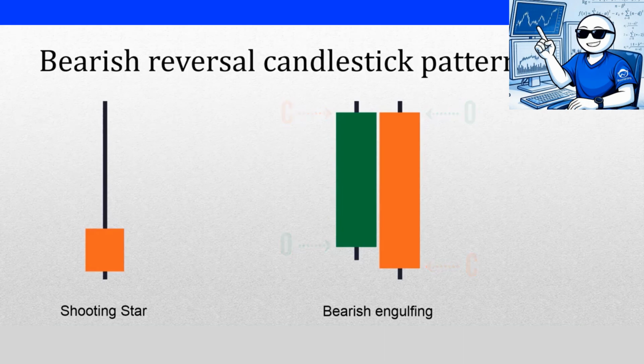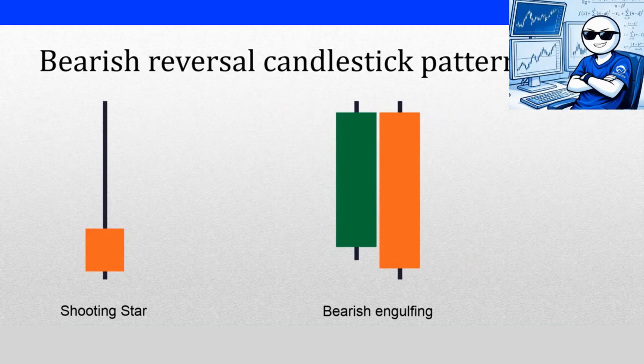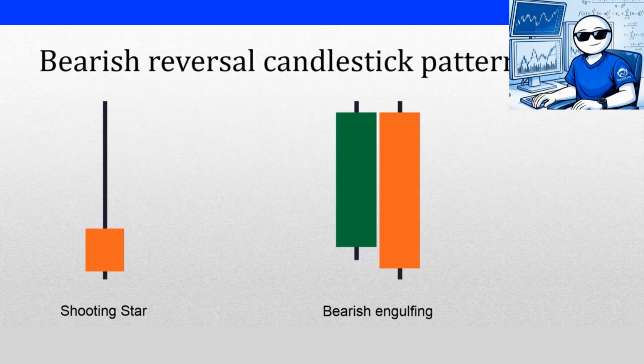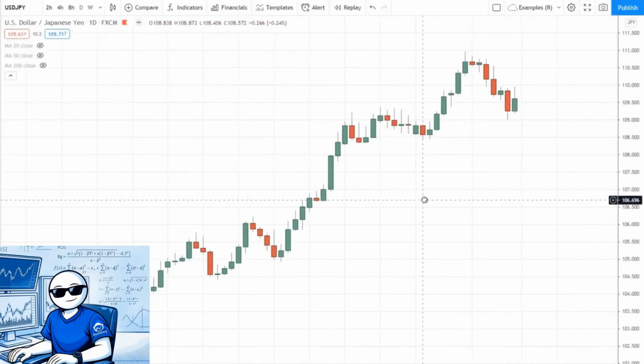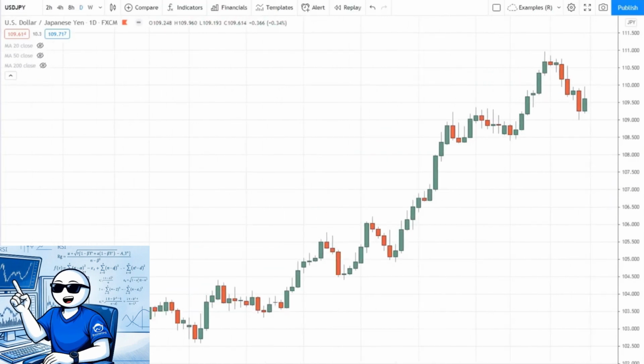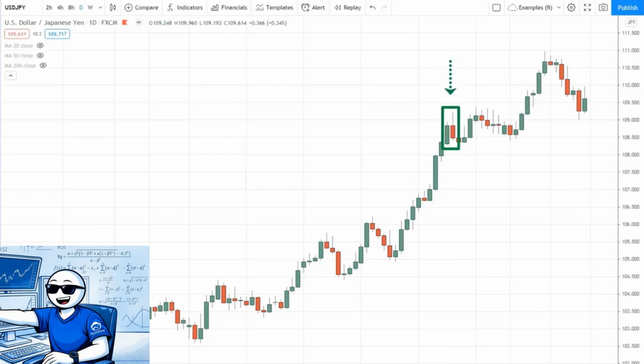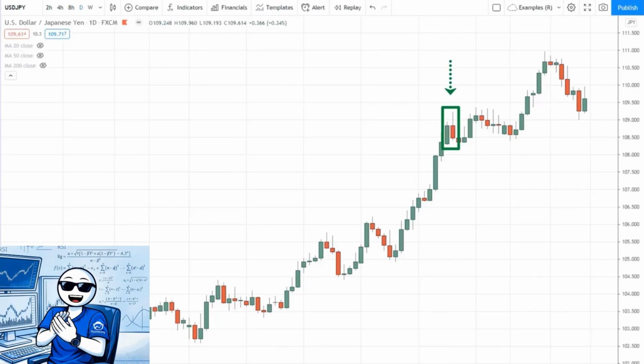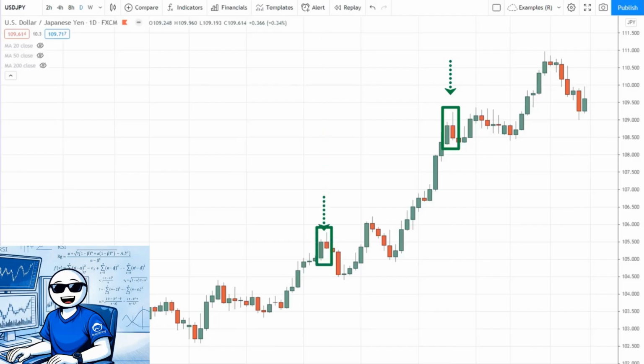So let me share with you a few charts, so you know how this looks on the chart, and you can see all the different variations of it out there. Let me point out the first one. Let's have a look at the US dollar against the Japanese yen. You can see over here, this looks something in between a shooting star and a bearish engulfing pattern. Then we have this one as well, more of a shooting star.